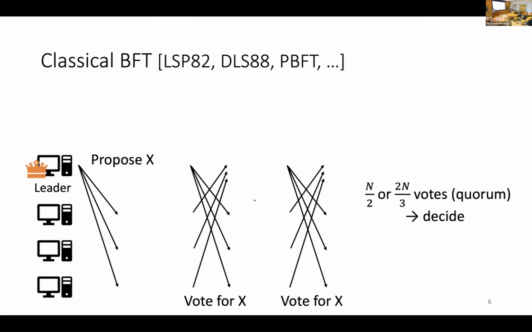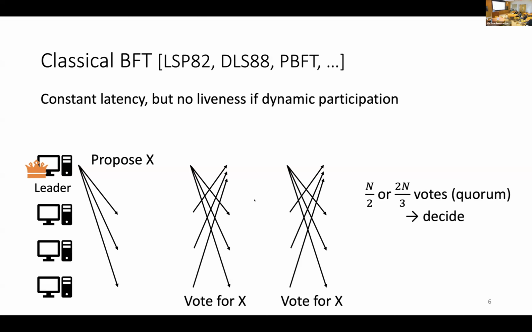On the other hand, the classic BFT that doesn't handle dynamic participation usually relies on what's known as quorums, 1/2 or 2/3 of the votes. These protocols can actually decide in 2 or 3 rounds. So it's a much better latency, much better efficiency, but they will get stuck. They don't enjoy liveness if the participation is dynamic.